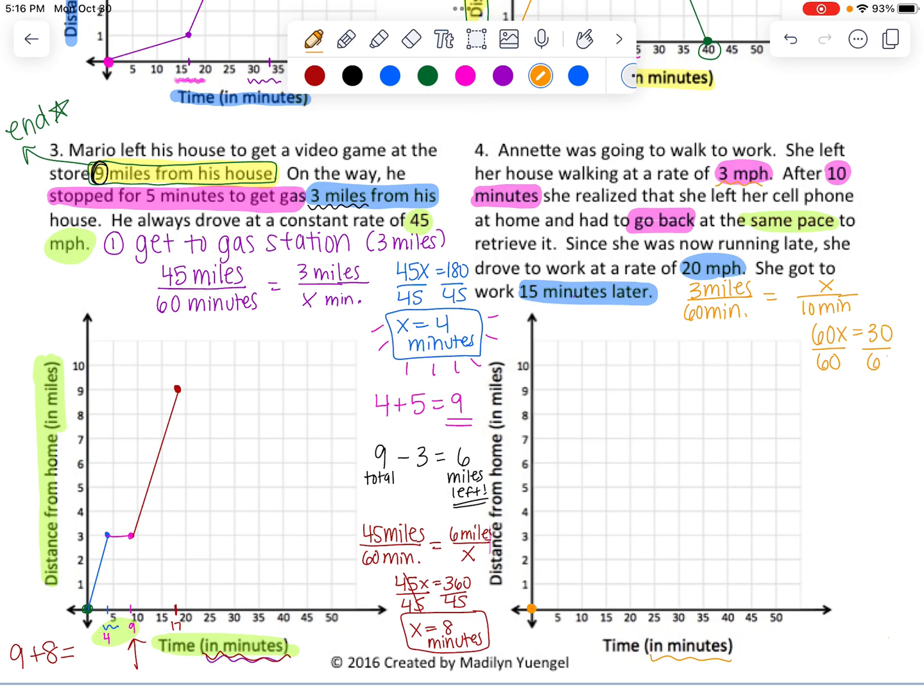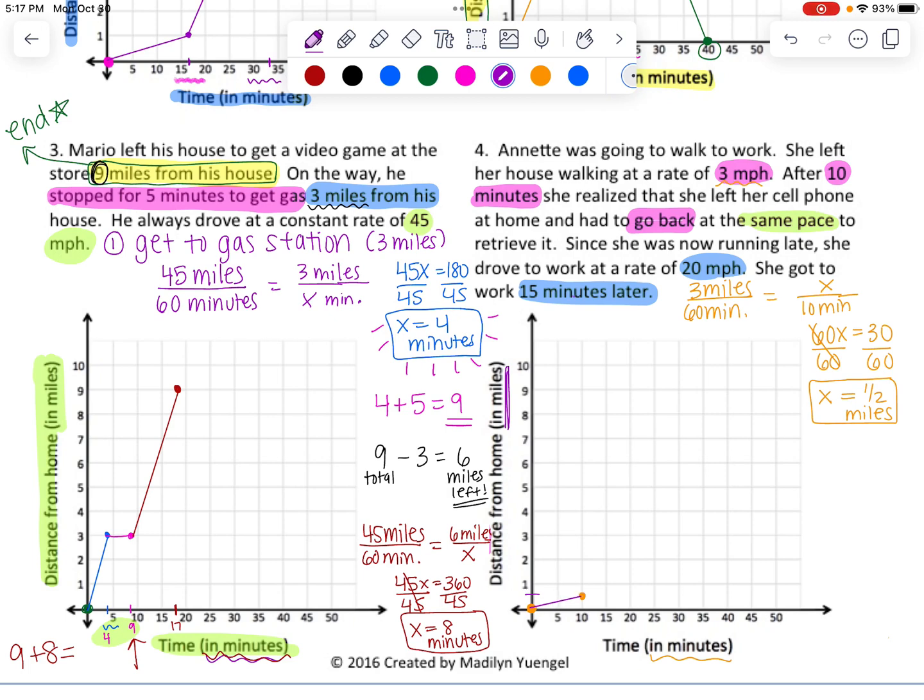And when you divide, make sure that you don't swap the numbers. This is a very, very common mistake people make. 30 divided by 60, you cannot switch the order. It equals 1/2, which is representing miles. So after 10 minutes of walking, she's only a half mile away. 1/2 is being represented in the middle of 0 and 1 because we're talking about distance in miles on our y-axis. I'm going to connect the points.